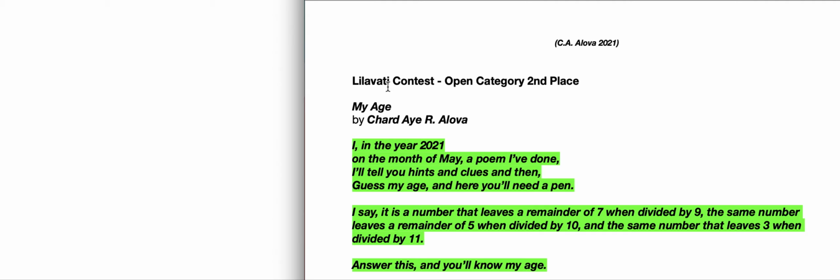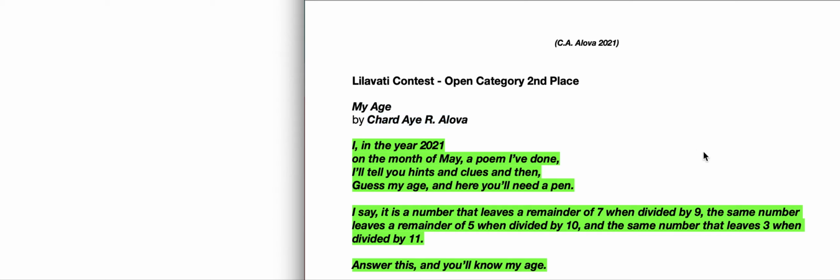So, luckily, this poem of mine won the open category. There are four categories, and in the open category I luckily got second place, and this is my poem. I was told that I'm going to give a full solution of what I have here, so I'm going to make use of number theory, and hopefully you will appreciate that. The title of my poem is actually My Age. This is by me.